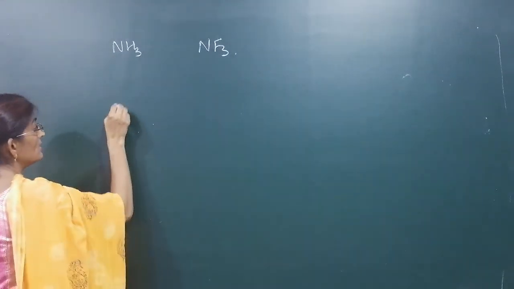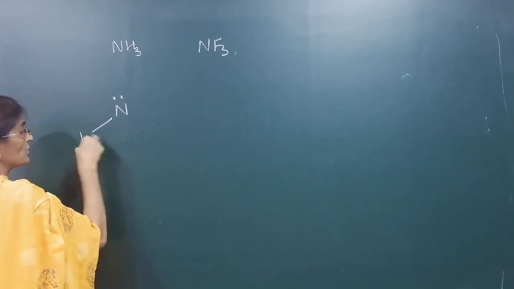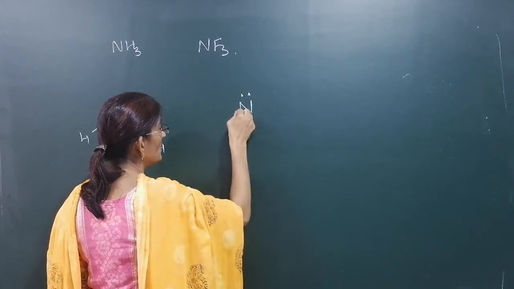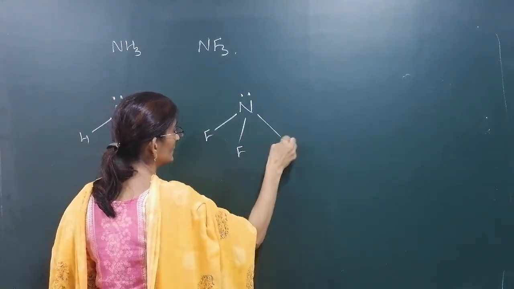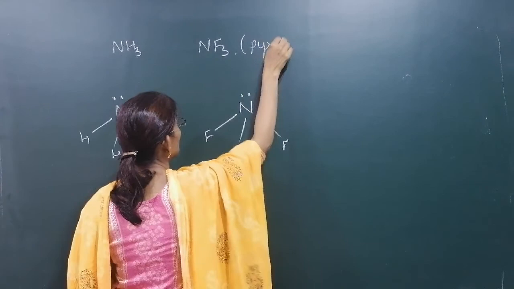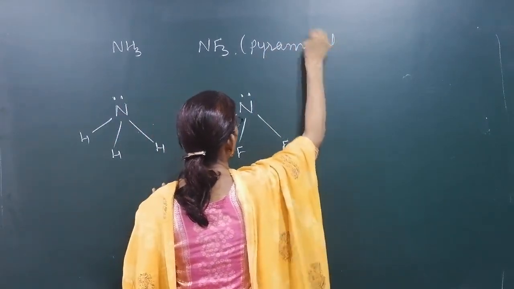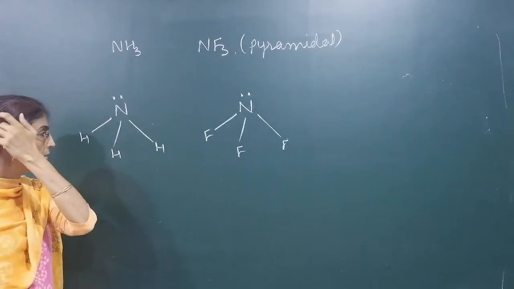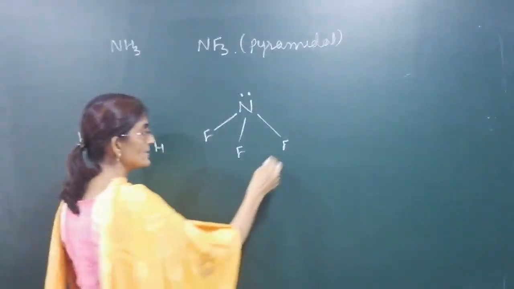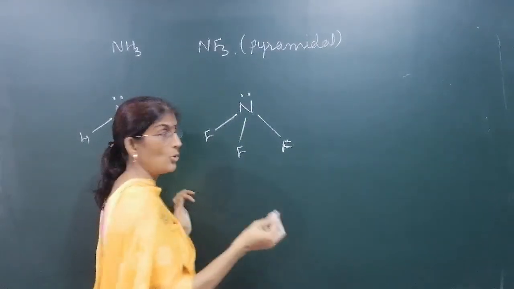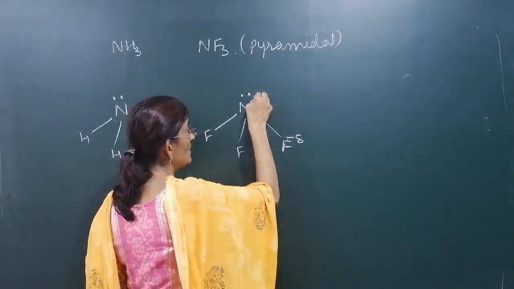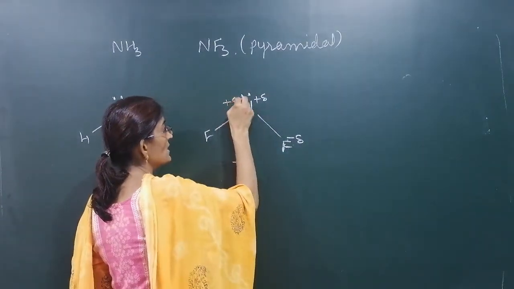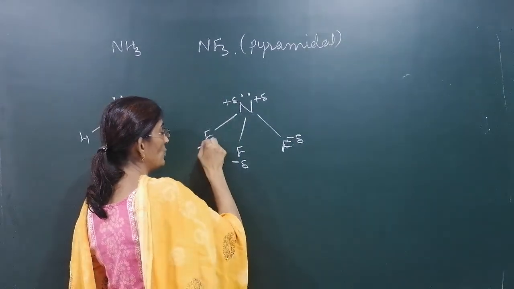The shapes of both are pyramidal. Lone pair, three hydrogen atoms are there. What is the shape? Pyramidal. Lone pair, three fluorine atoms. So both have pyramidal shapes. In the VSEPR principle, we will discuss the shapes of different molecules. Now, three polar bonds it has. The NF bond is polar, fluorine is more electronegative than nitrogen, so partial negative and partial positive are developed. Here also fluorine is more electronegative, so partial positive, partial negative. This bond is also polar.